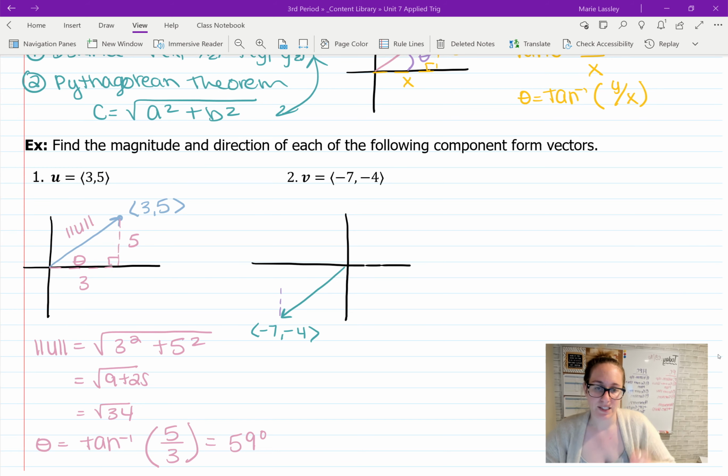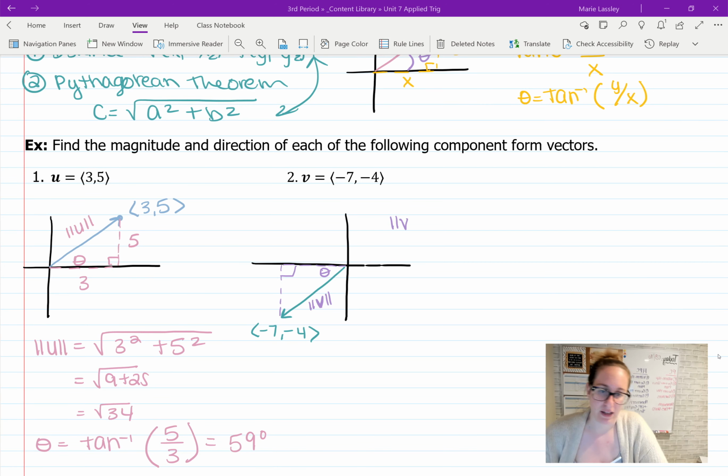All right, so let's go ahead and find our magnitude first. So this is vector u. Or sorry, this is a v, not u. I think I just called it a u. That's wild. All right, so magnitude of v. That's the length of our vector here.